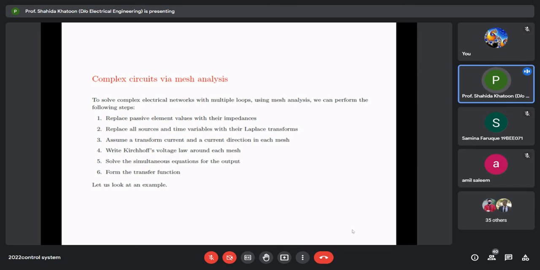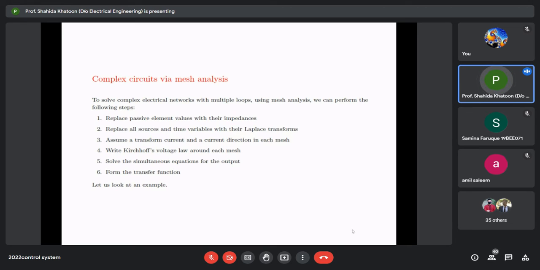So, to solve a complex electrical network with multiple loops using mesh analysis, we can take the following steps. Number one, replace passive element values with their impedances, as we have done in the previous problem. Then replace all sources and time variables with their Laplace transform. So Vt will be replaced by Vs, It will be replaced by Is.